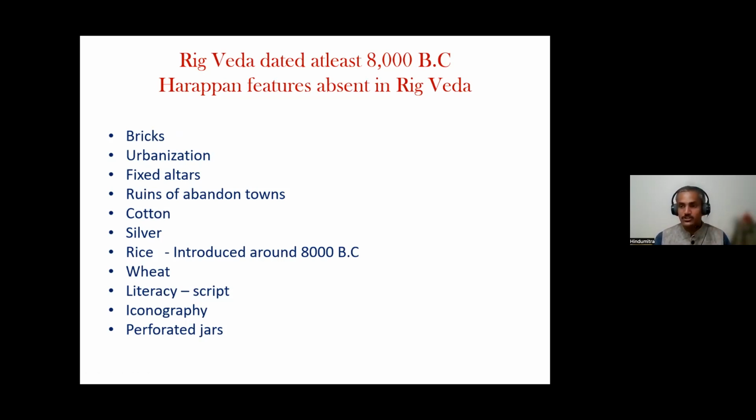Rig Veda does not talk about cotton. It does not talk about silver. It does not talk about rice, meaning agriculture of rice. A wild variety of rice has been described, but not the cultivated, genetically improved version of rice. It does not talk about wheat.